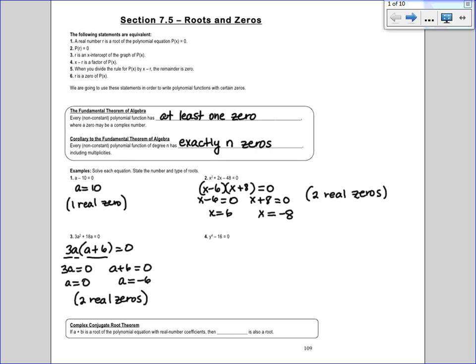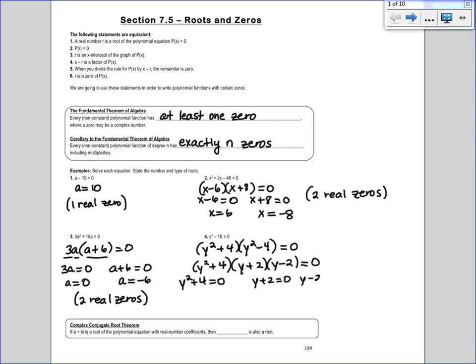On the next one, I can use the difference of 2 squares. So it's going to be y squared plus 4 times y squared minus 4. Now the y squared minus 4, that's the difference of 2 squares as well, so we can factor that one. But the y squared plus 4 stays as it is. It doesn't factor. Okay, set each piece equal to 0 and solve. I have y squared plus 4 equals 0. I have y plus 2 equals 0. Y minus 2 equals 0.